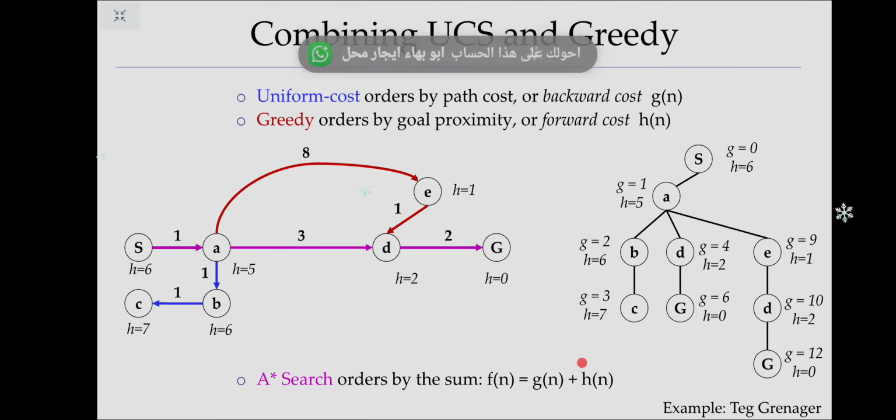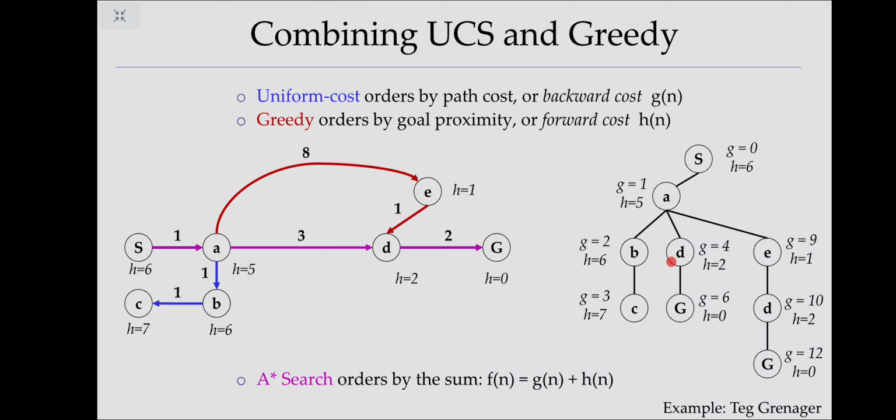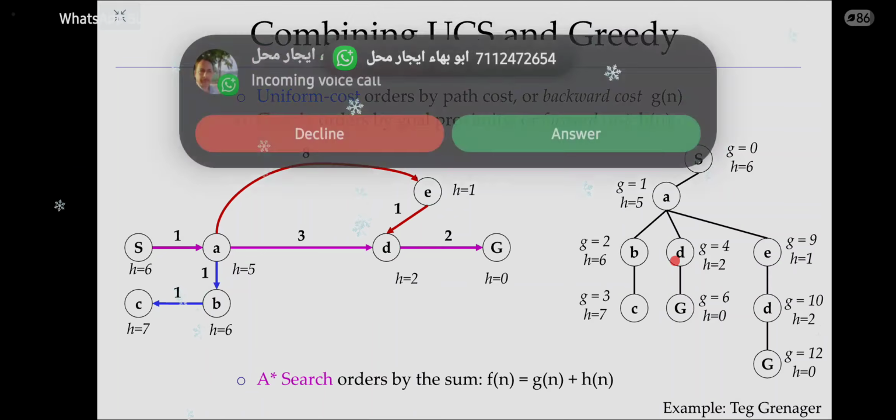Now, we compare F value. F value of B is 8, the F value of D is 6, and F value of E is 10. D is better. We focus on D.